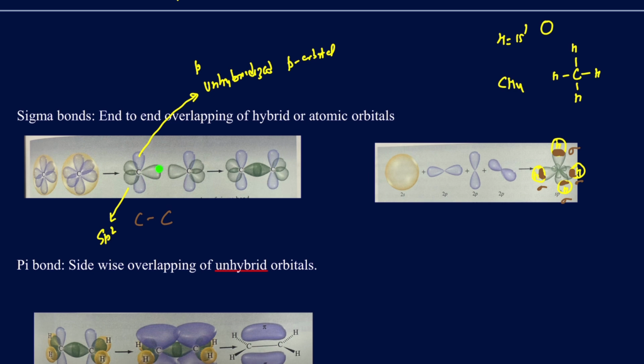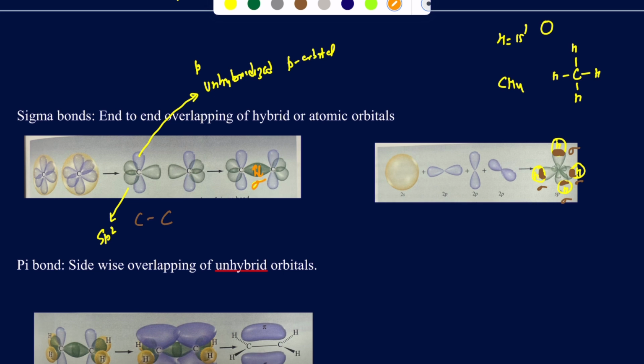So now the hybrid orbitals from these two carbons are going to be overlapping with one another end to end, and this is where the sigma bond is formed, where you have one electron pointed up and one electron pointed down.